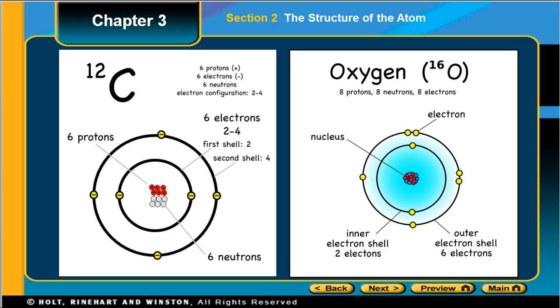So the math is usually pretty simple, but you will have to pay attention and use the periodic table and practice.